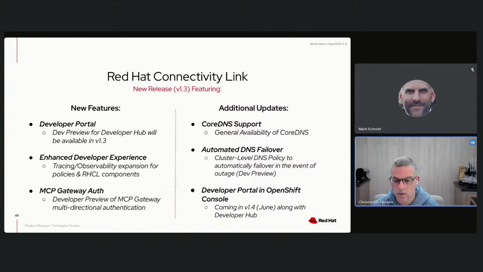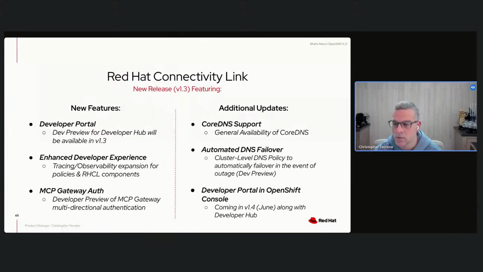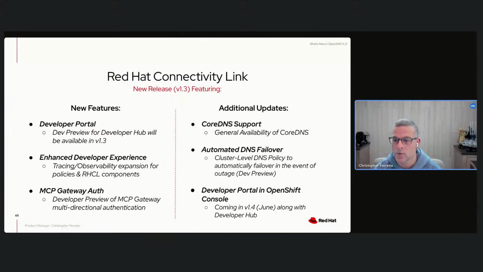Thank you, Mark. So Red Hat Connectivity Link is really proud to announce the release of version 1.3. This new release brings a lot of new features, hardening of existing features, and begins to deliver on the large items in the roadmap for RHCL. The first of our highlighted features is our new developer portal, which we have built into the developer hub that will be introduced in Dev Preview version 1.3.